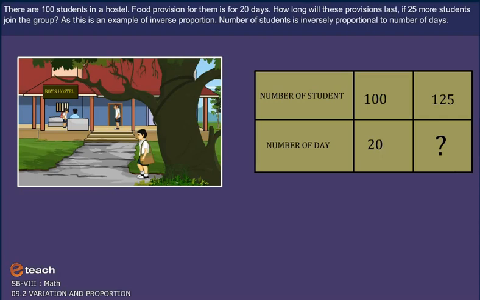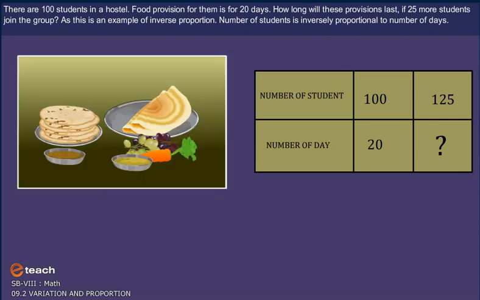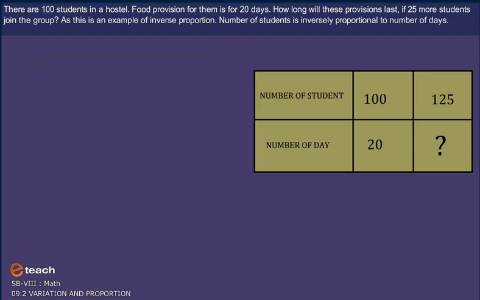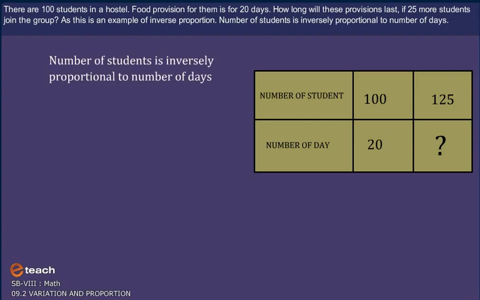There are 100 students in a hostel. Food provision for them is for 20 days. How long will these provisions last if 25 more students join the group? As this is an example of inverse proportion, the number of students is inversely proportional to the number of days.